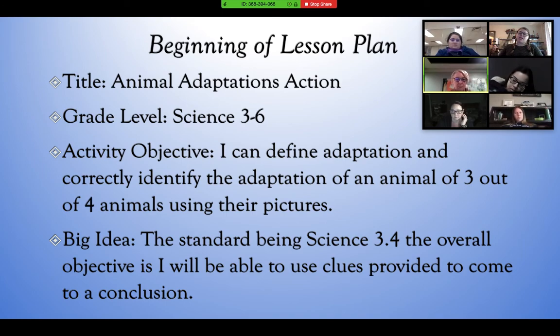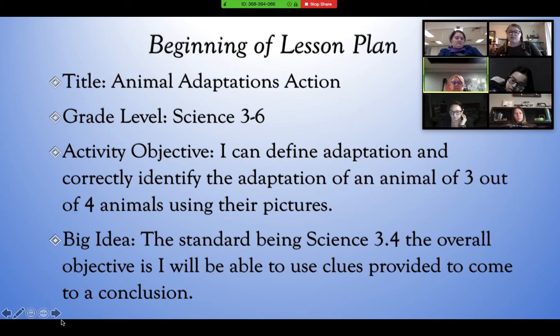So the activity objective is I can define adaptations and correctly identify the adaptation of an animal for 3 out of the 4 pictures provided, and this will be like using clues, which is the big idea, which is the standard of Science 3.4. So the overall objective is I will be able to use clues provided to come to a conclusion. So the clues will be auditory clues and visuals shown in pictures, and the conclusion is what adaptation that animal is using.